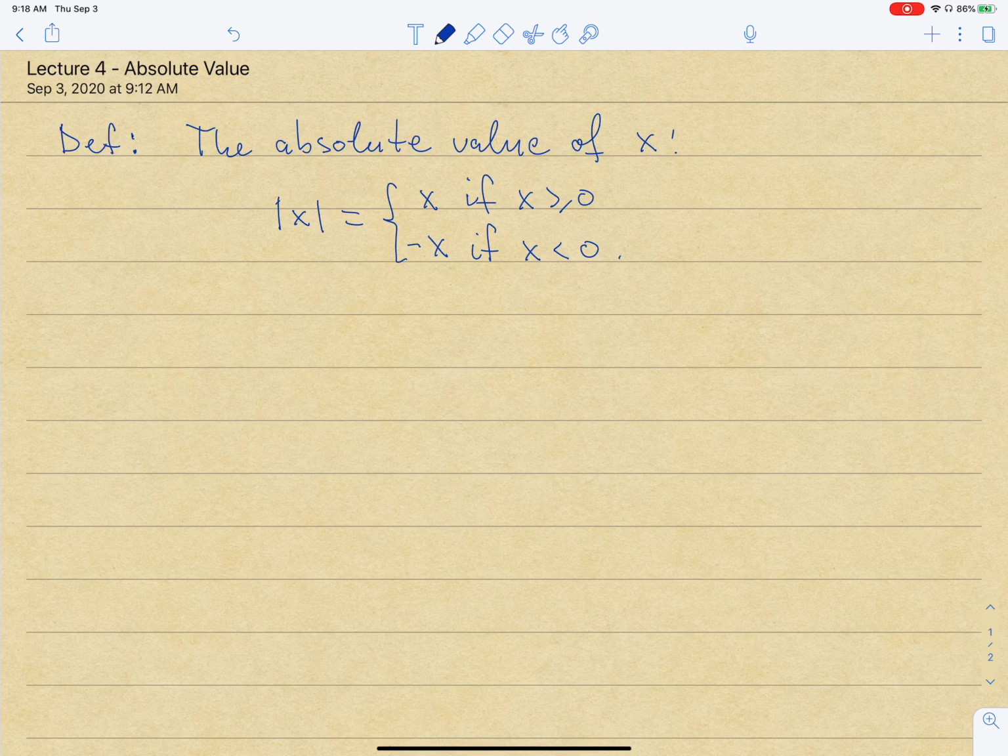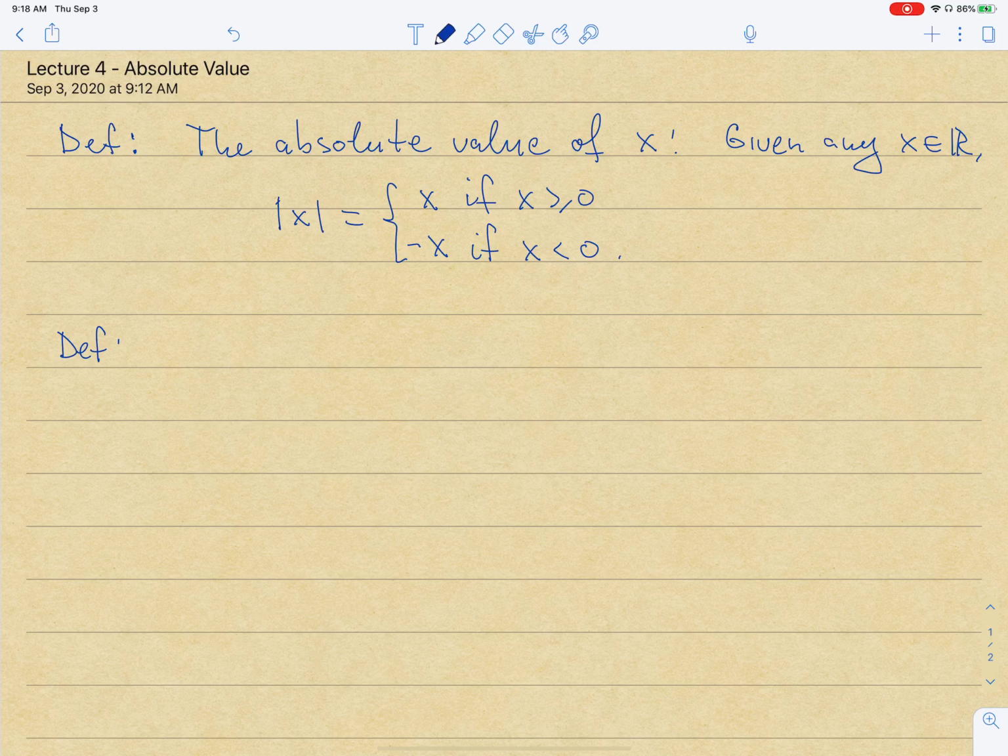Then another definition that follows from this one. So this definition works, of course, for any real x. So given any x, which is a real number, we can define the absolute value.